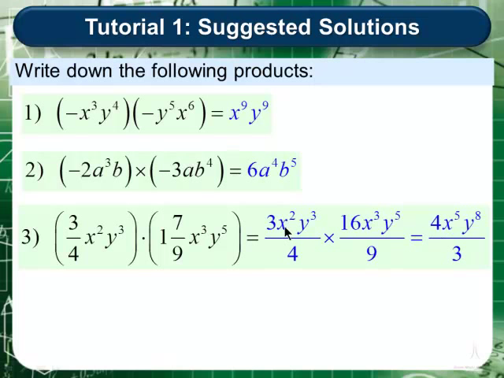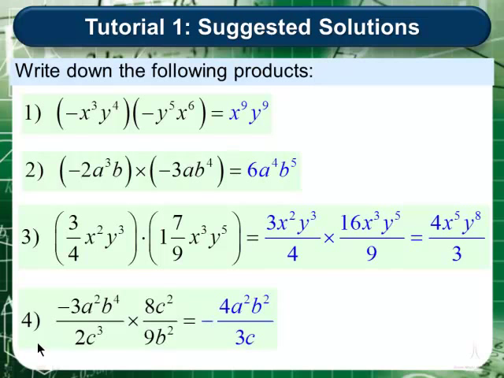And again, multiplying the exponent forms, x to the power 2 with x to the power 3 gives us x to the power 5, and similarly y to the power 3, or y cubed, multiplied by y to the power 5 gives us y to the power 8, adding exponents according to the rules.